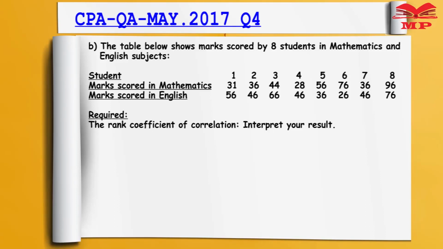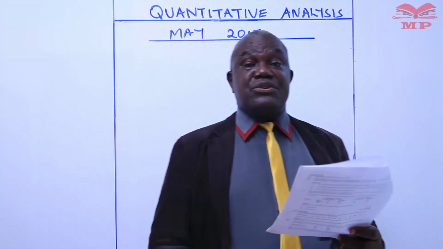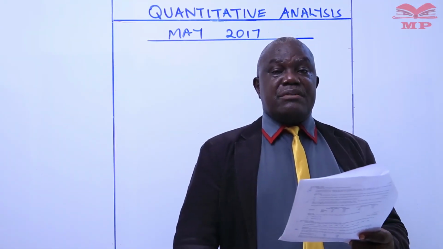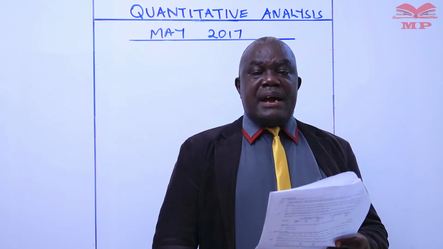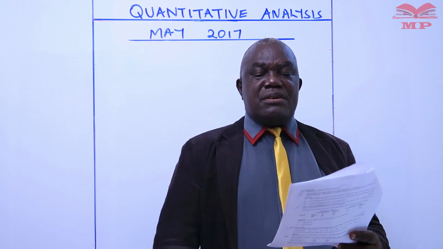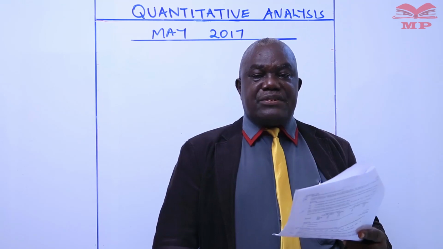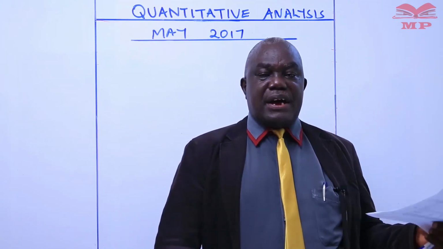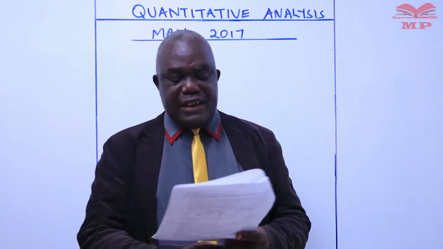Required: the rank coefficient of correlation. Interpret your results, 5 marks. Now, the first thing is to convert these values from the absolute values to ranked values. And if the ranks are tied or repeated, we take them as individual ranks, then get the average. So the tied ranks, or the repeated ranks, are given the average of those ranks as if they were individual values. So let's get these values first as they are.